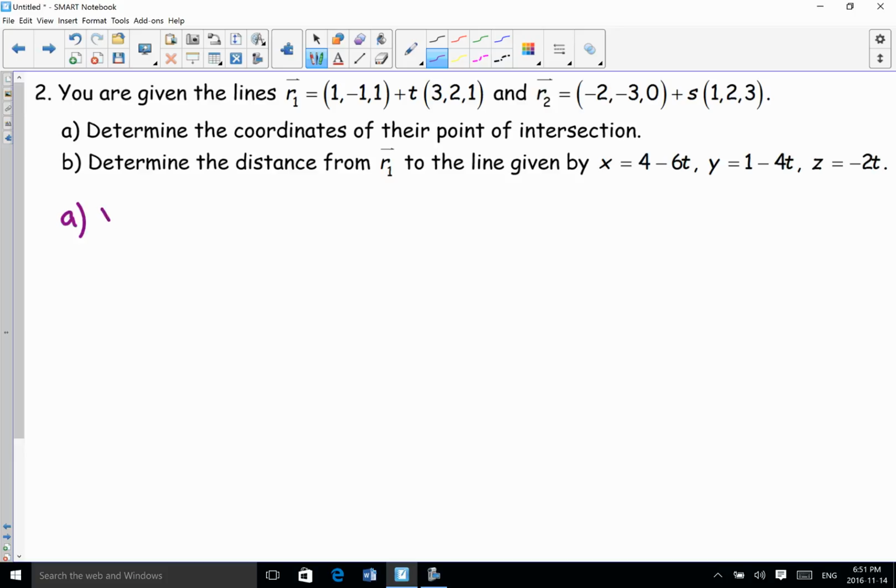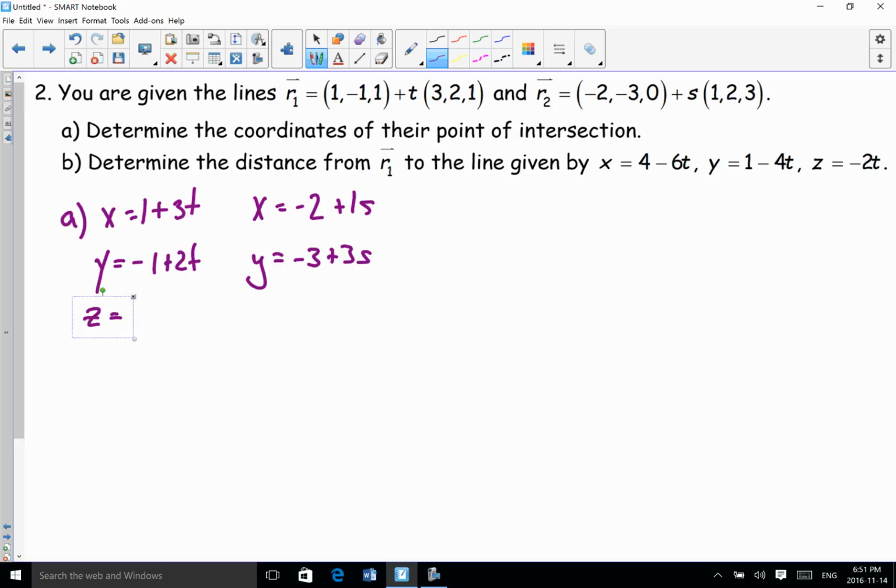So x equals 1 plus 3t. If we do the same equation for the next one, x equals negative 2 plus 1s. Y is negative 1 plus 2t, and y is negative 3 plus 3s. And the z's for the first one, 1 plus t, and the next one, z is just 3s.